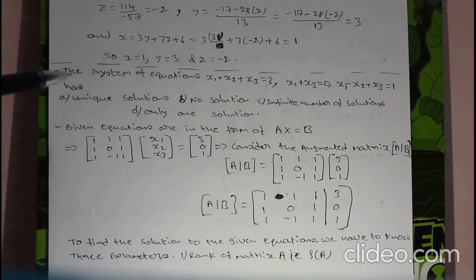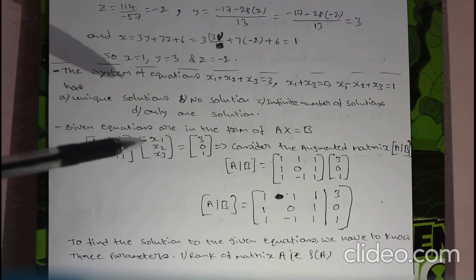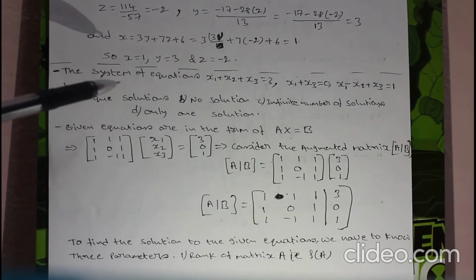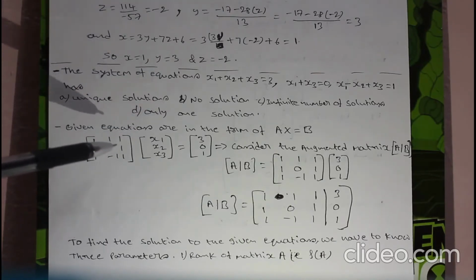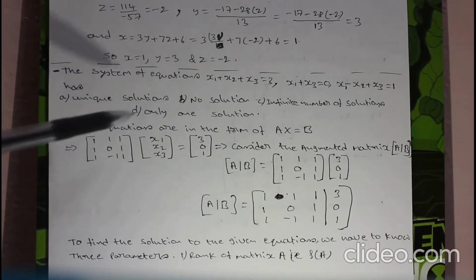It has a unique solution if rank of A is equal to rank of A|B is equal to the number of variables, and an infinite number of solutions are possible if rank of A is equal to rank of A|B is less than the number of variables. Solution number 3 is no solution exists if rank of A is not equal to rank of A|B. Okay, now we will solve this question on a system of equations, and we will see what kind of solution is possible for this system of equations.